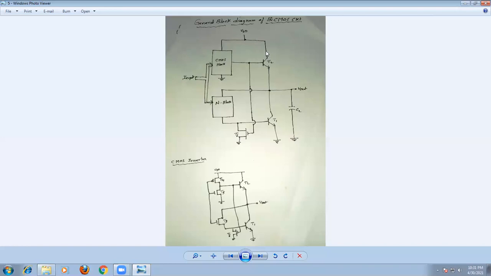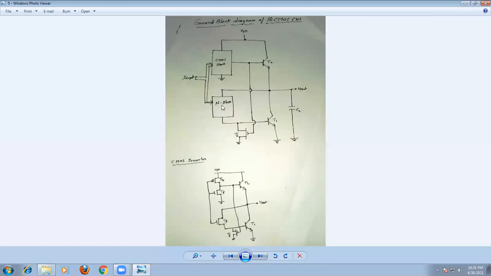The collector of transistor T2 and this transistor are connected to the VDD line, so we can call this the top of the CMOS block, connected to the VDD line. Similarly, the bottom of the CMOS block will be connected to the ground. Remember, these are the main important things. And the output will be connected to the base of the one transistor.